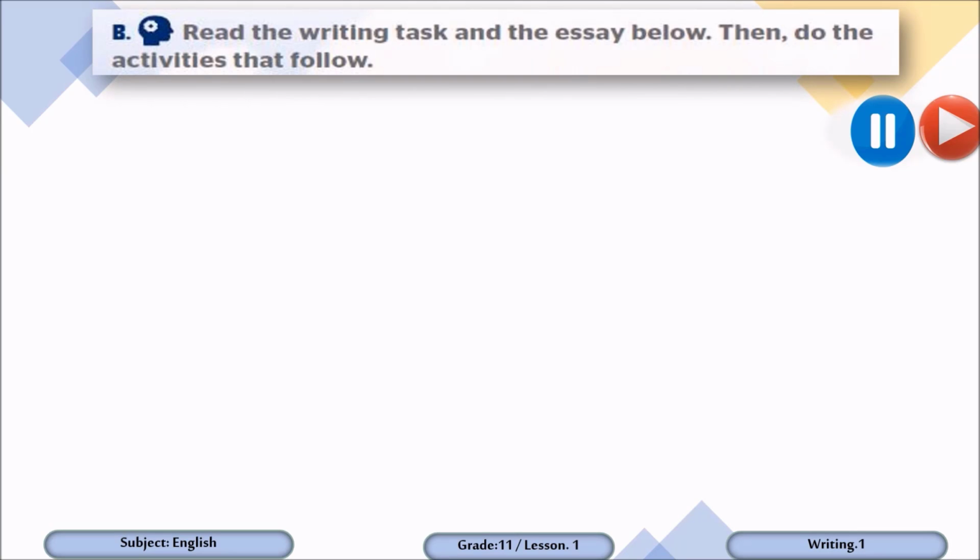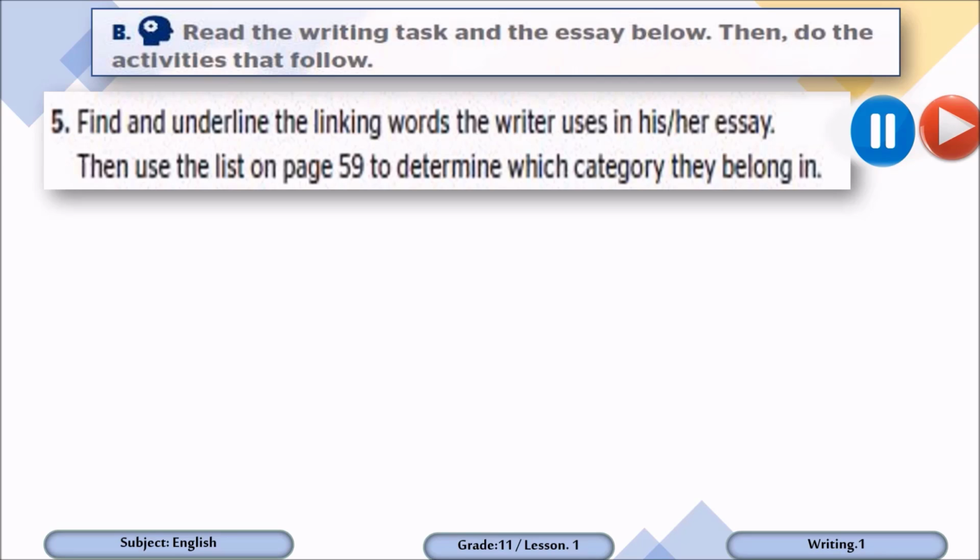Dear students, please make sure that you are opening your student's books on page 62, exercise B, question number 5. Find and underline the linking words the writer uses in his or her essay, then use the list on page 59 to determine which category they belong in. Please pause the video for some time, get your answers ready. After that, play the video again in order to check your answers.